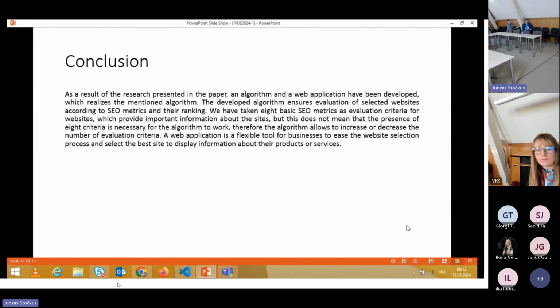But this does not mean that the presence of 8 criteria is necessary for the algorithm to work. Therefore, the algorithm allows increasing or decreasing the number of evaluation criteria. The web application is a flexible tool for businesses to ease the website selection process and select the best site to display information about their products or services.